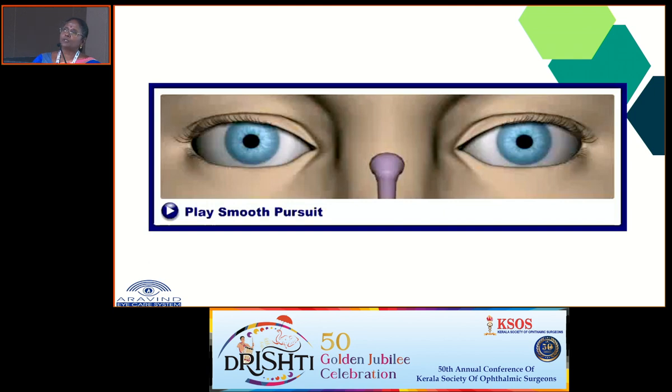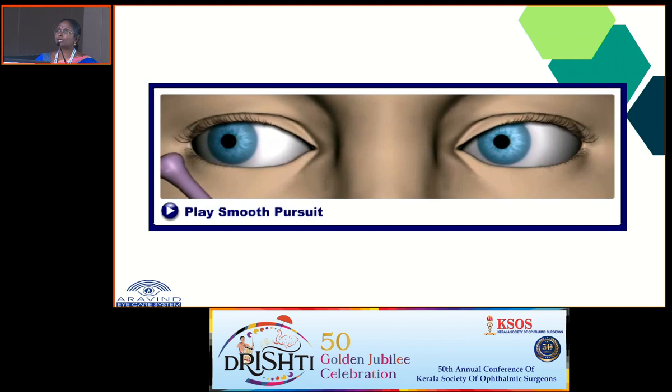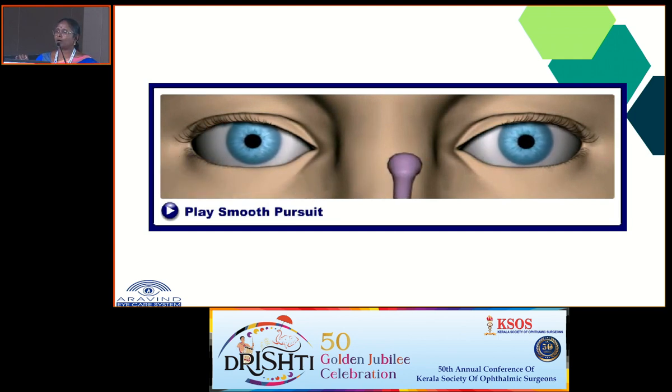The next is your pursuit. Pursuit is a slow eye movement where you track an object. Suppose you are moving, still you are able to track an object. There is one entity, the vestibulo-ocular reflex: when you rotate, even then you are able to focus on the object. So this is a smooth pursuit. You have to see how smoothly it is initiated and how it follows the target.